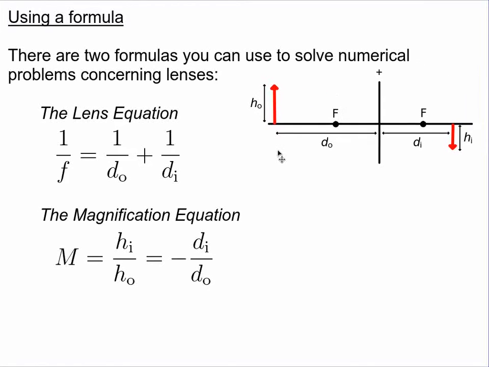We've got the object distance, the distance from the object to the lens. We've got the object height, the height of the object or the length. We've got the image distance, the distance from the image to the lens, and we've got the image height or the length of the image.